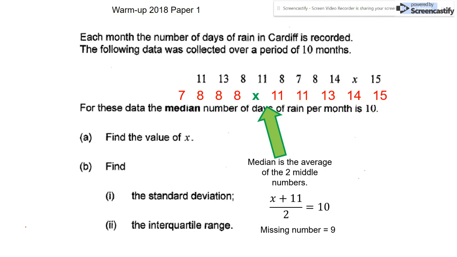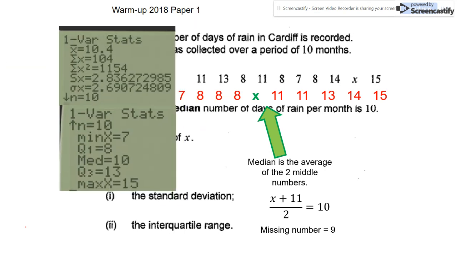And then for part B, you're just using one variable stats. Type all those values into a list, run one variable stats, and you can find the standard deviation. Just remember that is sigma x. Then your interquartile range is Q3 minus Q1, which would be 13 minus 8. So the answer to number 2, B part 2 is 5. Standard deviation to 3 sig figs is 2.69.